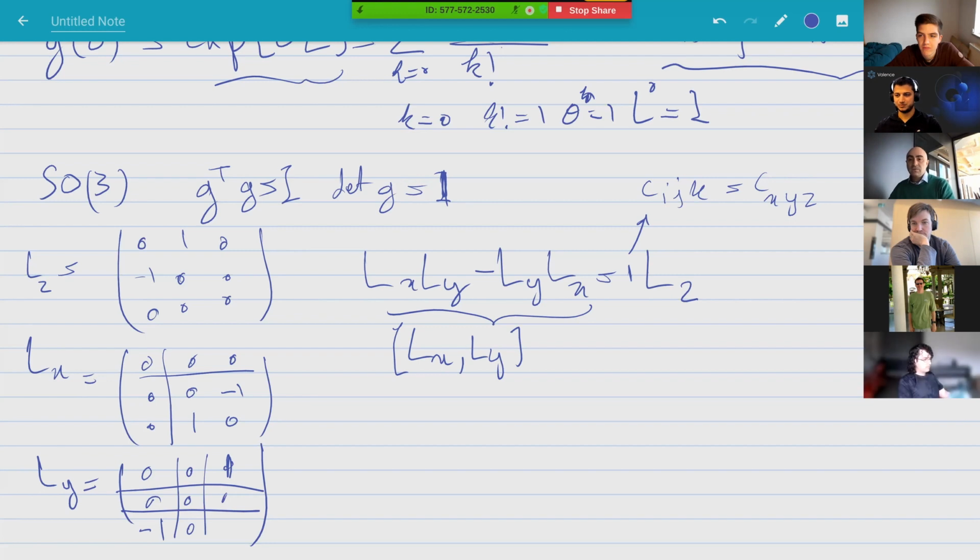Again, this is for a representation of the group, meaning the representation of the Lie algebra in this case, where the Lie algebra elements are represented as matrices. In general, they can be abstract objects.